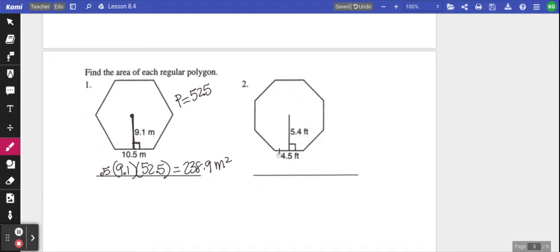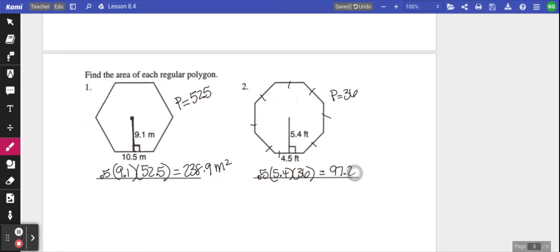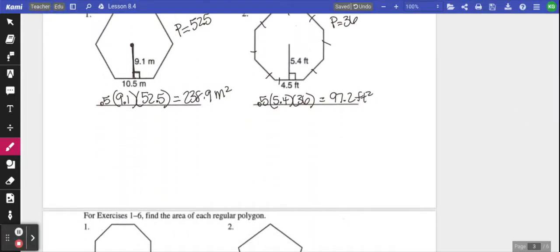This next one, 1, 2, 3, 4, 5, 6, 7, 8. We have an octagon. So I have 4.5 on each side, and there's 8 sides. That gives me 36. So I do half the apothem times the perimeter, and that gives me 97.2 feet squared.